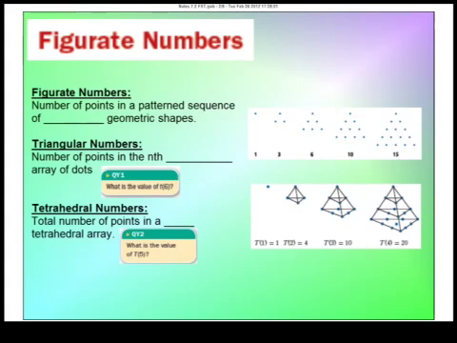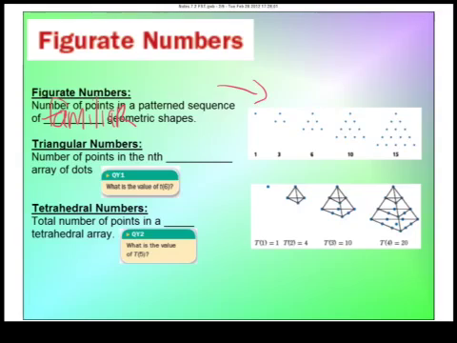The first thing we want to talk about are called figurate numbers, and I just want to show you what these 3 types of numbers are here, so then we can get into looking at polynomial patterns. Figurate numbers are a number of points in a pattern sequence of familiar geometric shapes. So if we look here, we see some figurate numbers. They make a pattern in geometric shapes, and we'll deduce what that pattern is in a little bit.